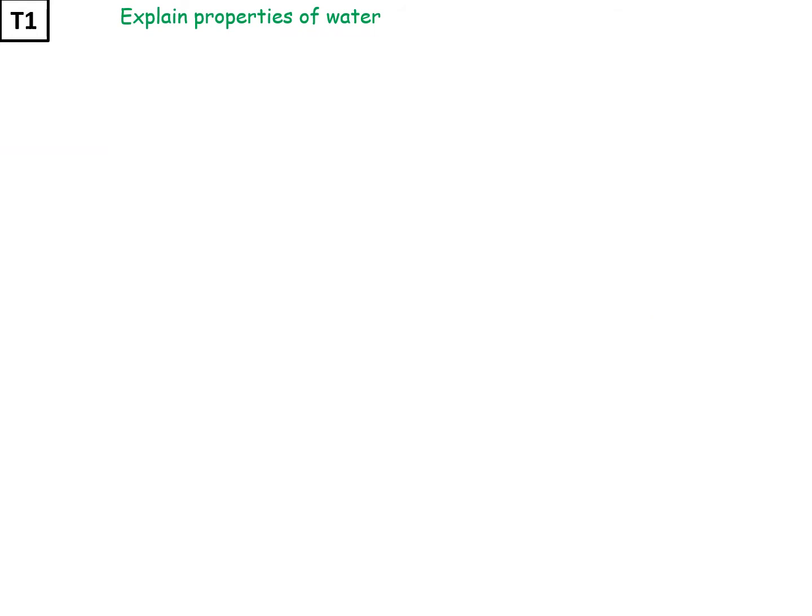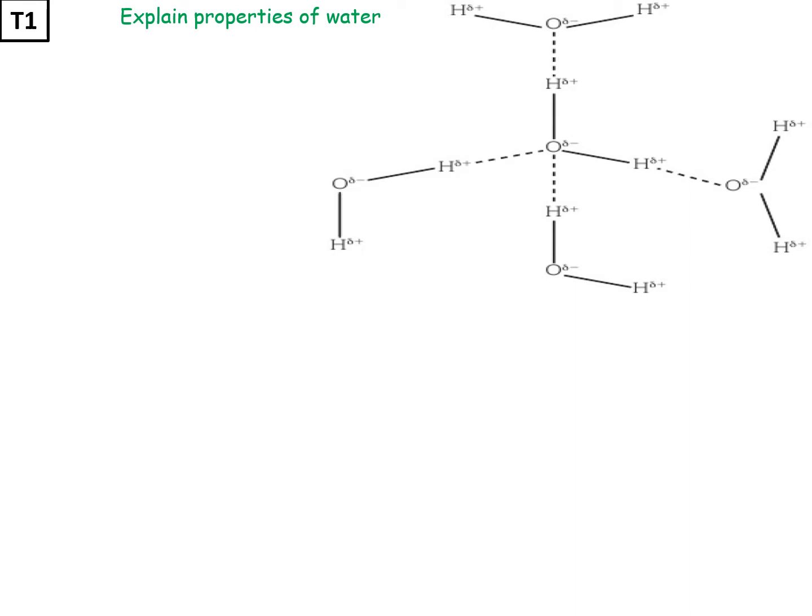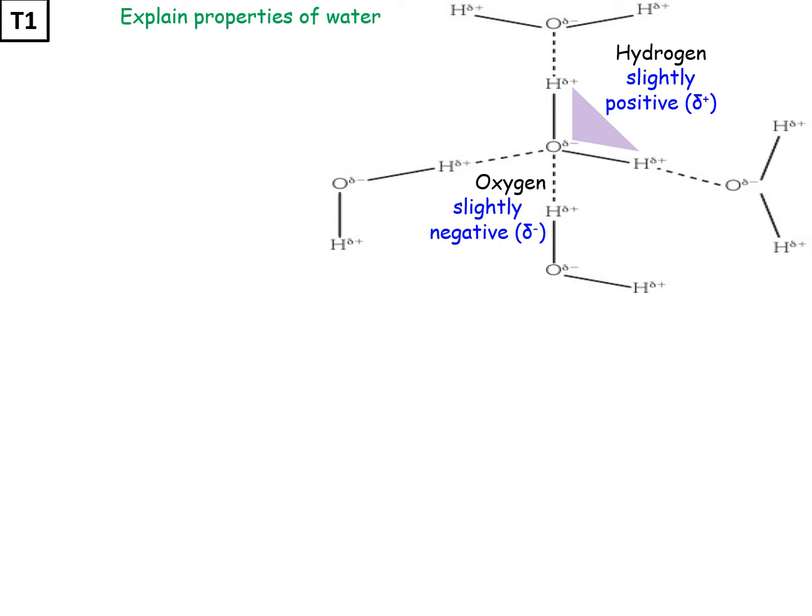Explain properties of water. Water contains one oxygen atom and two hydrogen atoms. The hydrogen atoms are slightly positive, whereas the oxygen atom is slightly negative. This means that one water molecule is polar, or dipolar, because the side that contains the oxygen is slightly negative and the other side that contains the hydrogen atoms is slightly positive, due to the uneven sharing of electrons during the covalent bonding.